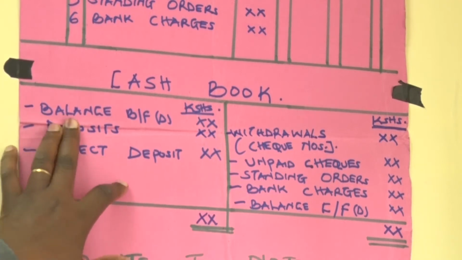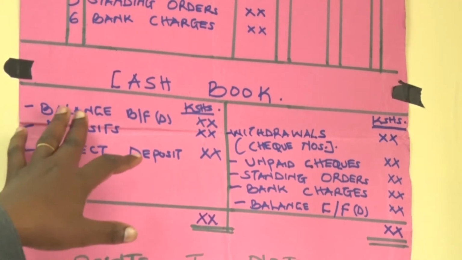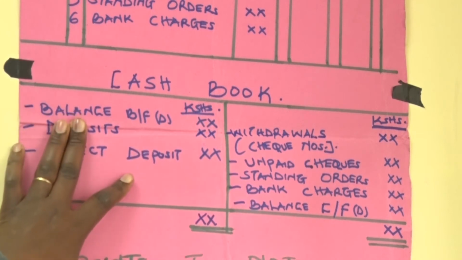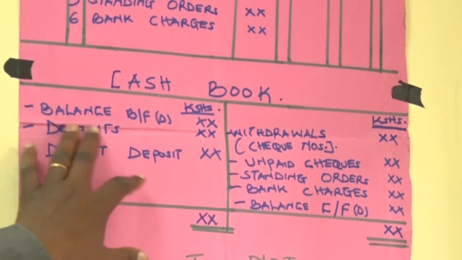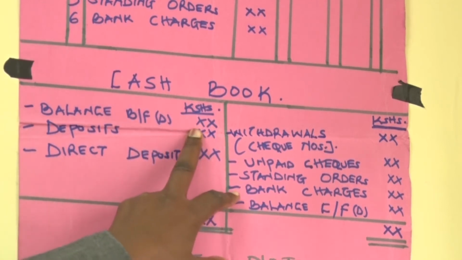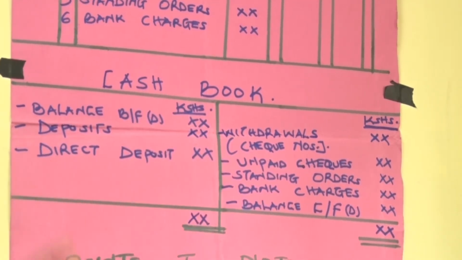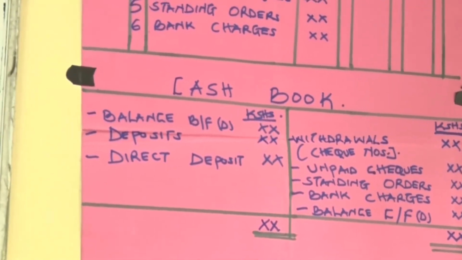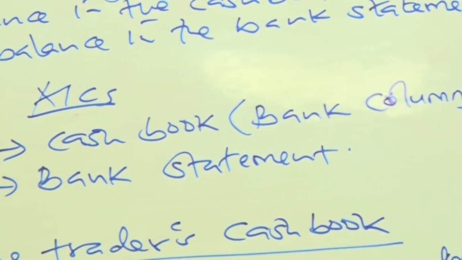So you are given the balance brought down in the cash book, that's the main cash book. You record the balance brought down on the debit side. Then any deposit which you make, as I said here, when you take money to the bank, you debit your account. So you debit the cash book.